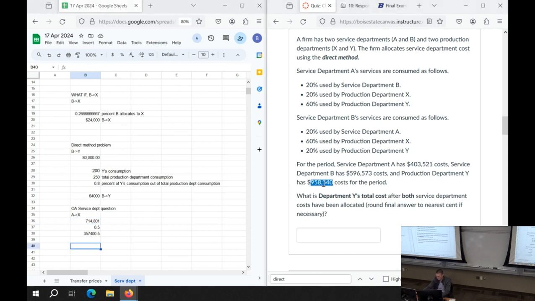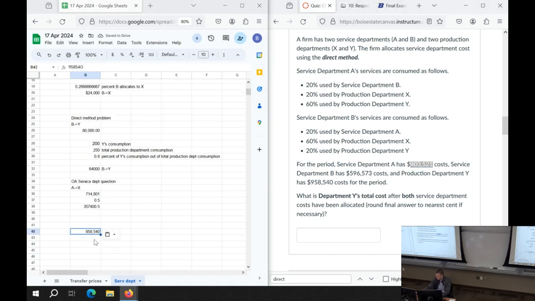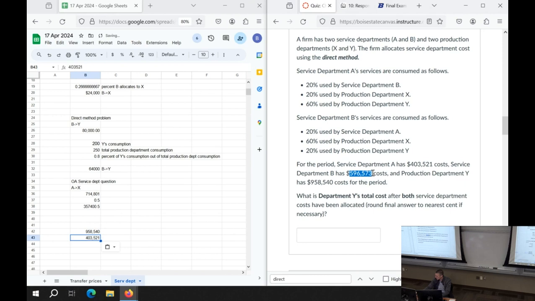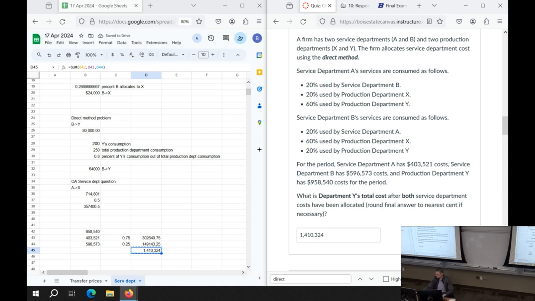So let's do that just very quickly here, since I've already got the percentages easily enough. So that's 0.75, 0.25. Right, we're going to Y. Yeah. So we need to sum the original plus these allocations. So that should be our answer for this one.